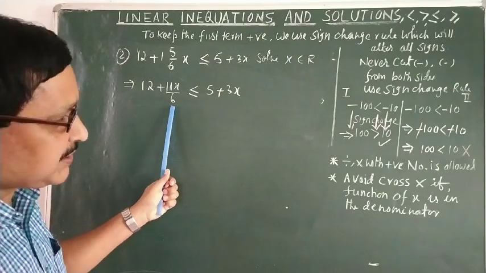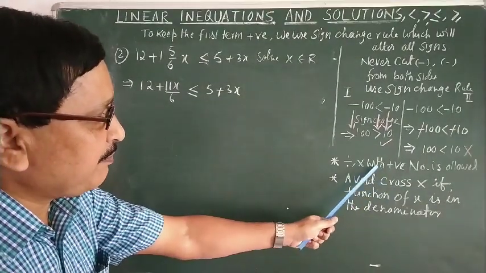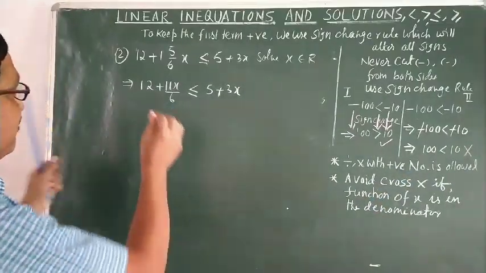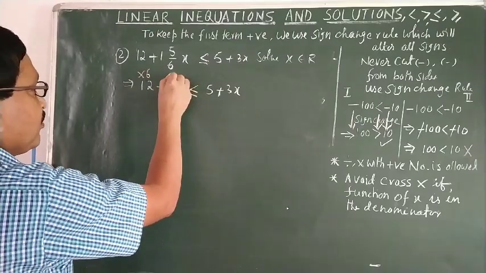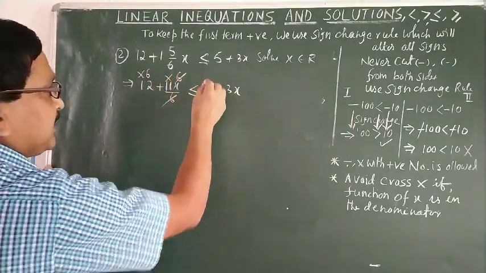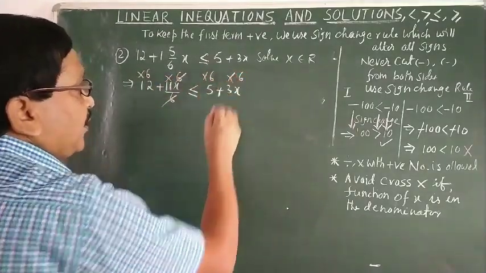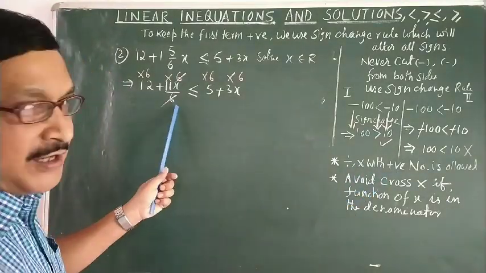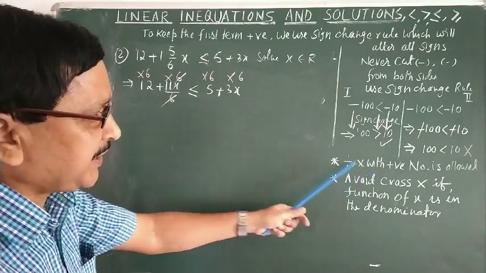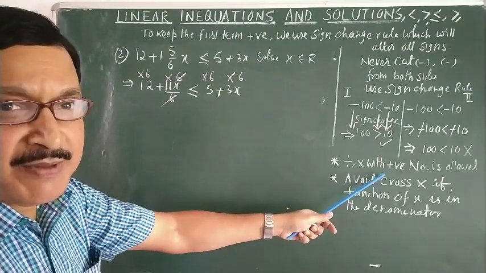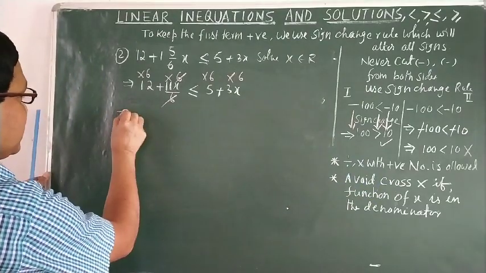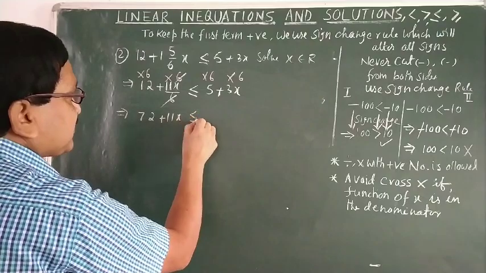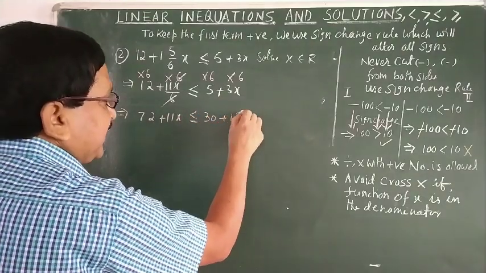Now you have to remove this 6 by this rule. Multiplication with a positive number. So to avoid this 6, multiply by 6. This 6 is cancelled. All the terms are multiplied by 6 by this rule to avoid the number in the denominator. Multiplication and division by a positive number is allowed. So this becomes 72 plus 11x is less than or equal to 30 plus 18x.